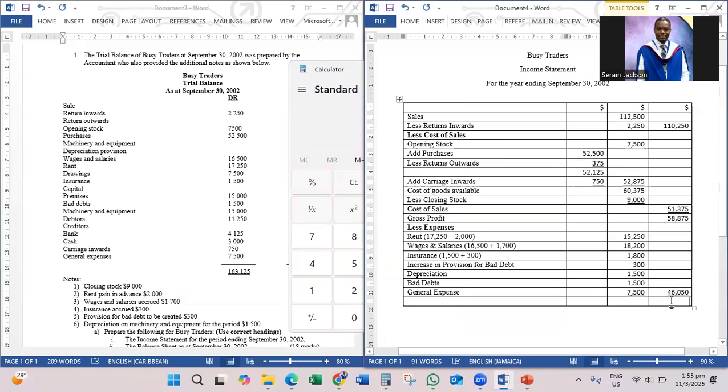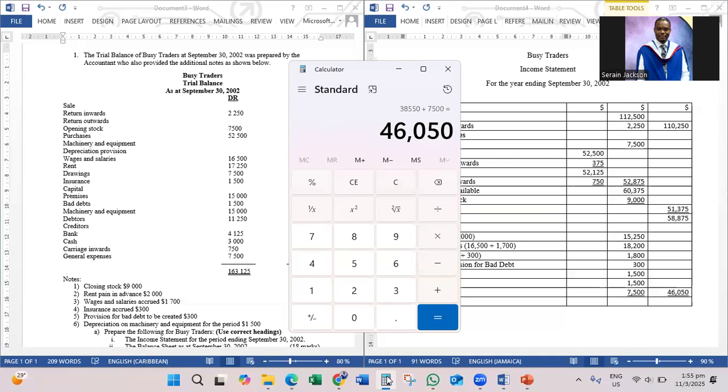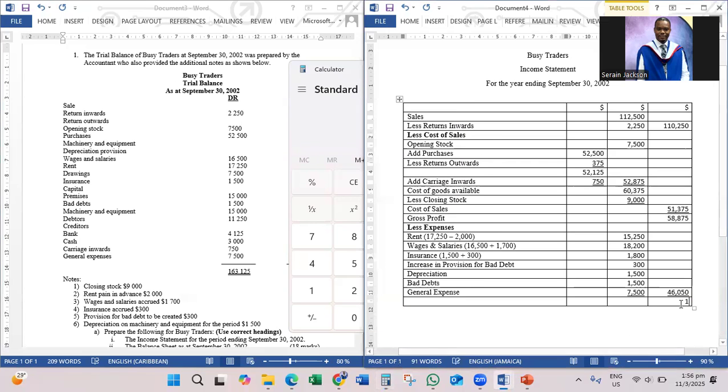Now we are going to subtract that from our gross profit to get our net profit. I could have simply subtracted it here, but I don't want to confuse persons who may not understand that method. So 58,875 minus 46,050 would give us a profit of 12,825. And that is our net profit.